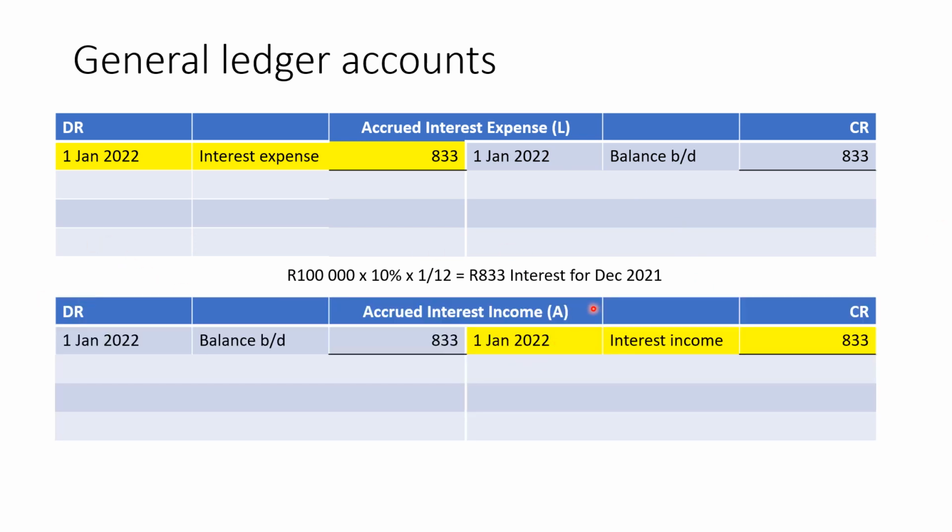And if I had an investment, I would have had accrued interest income owing to me at the end of last year. Now, on the first date of the next year, I will reverse that. So I will credit this and debit interest income. So this is the one leg of the entries that I've just shown you.